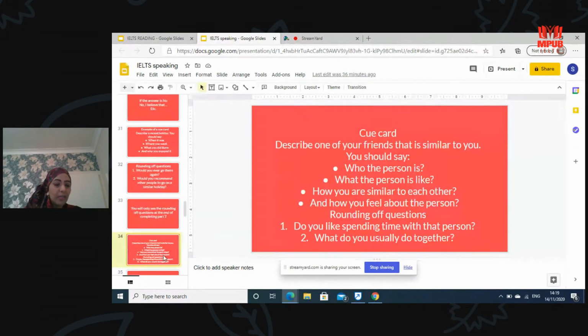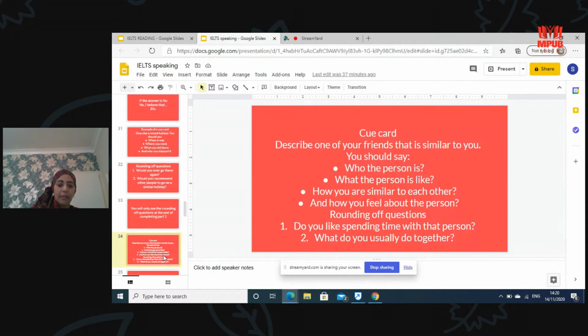This is an example of another cue card that I've extracted from a recent IELTS test. The cue card says, describe one of your friends that is similar to you. You should say who the person is, what the person is like, how you are similar to each other, and how you feel about the person. The rounding off questions that you'll get are: do you like spending time with that person? What do you usually do together?